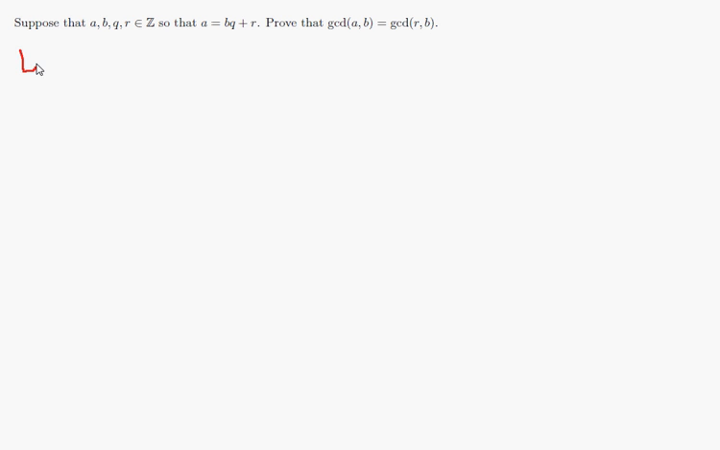So let d1 be equal to the greatest common divisor of a and b. Then, well, it's a divisor, so that means that d1 divides a and d1 divides b.